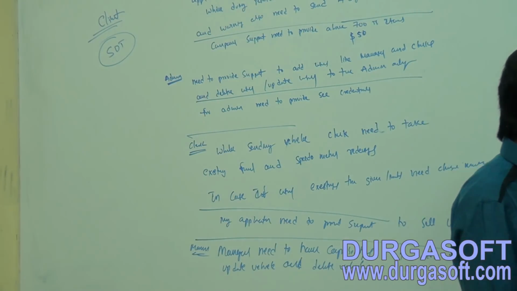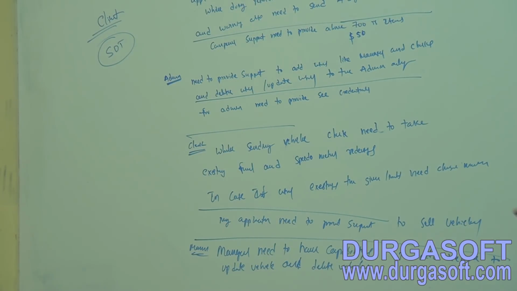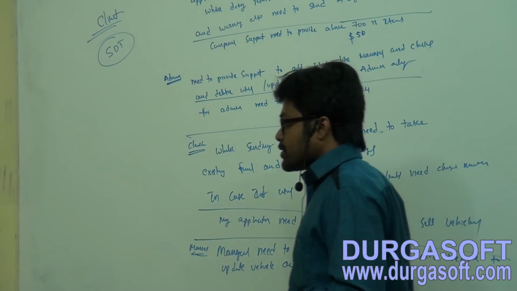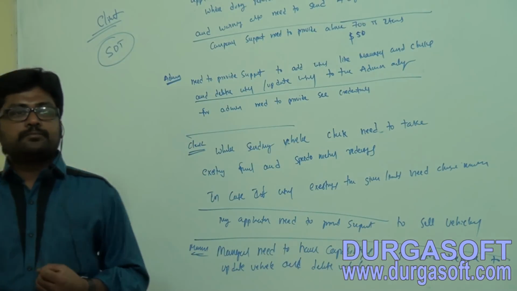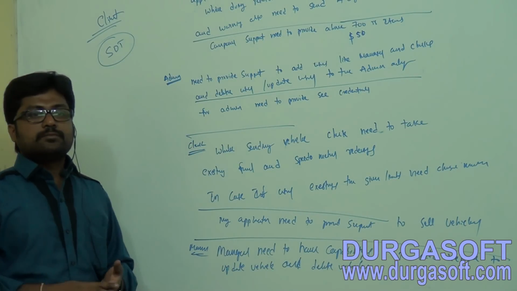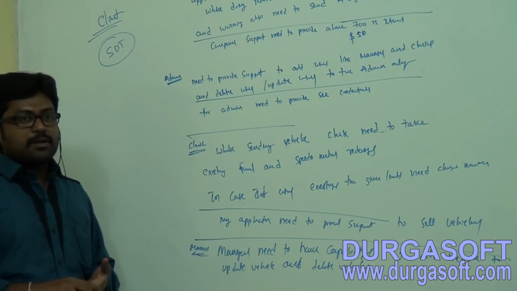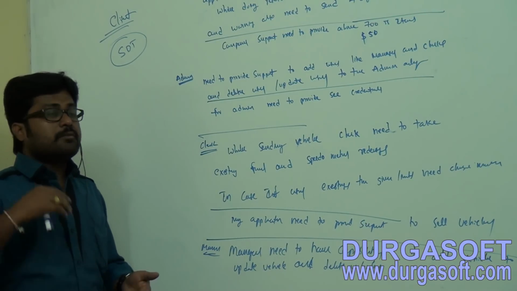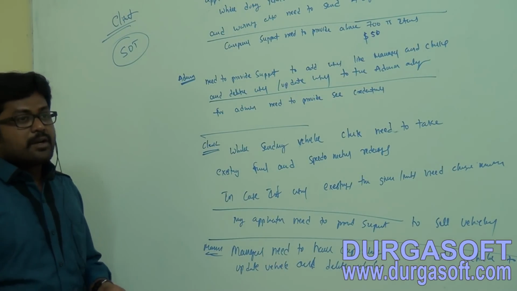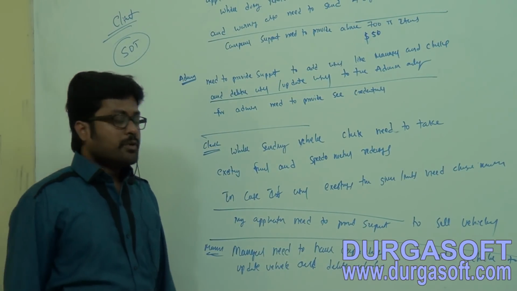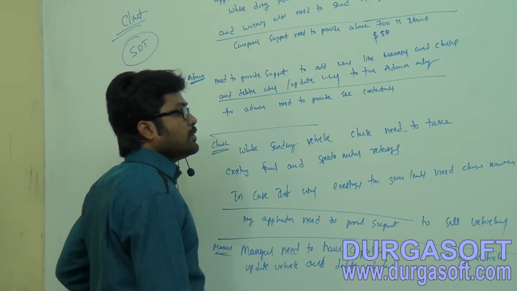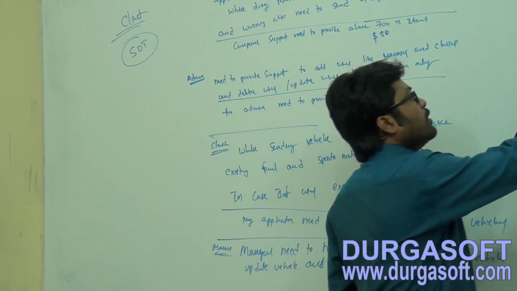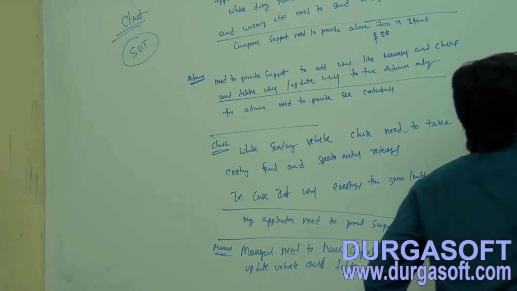Any reports? Reports the client needs to ask for. Monthly reports, weekly reports. My application needs to generate how much business happened in this month, this quarter, or this year. That report it needs to generate. So that support also he can ask. My application needs to provide support to generate the reports.